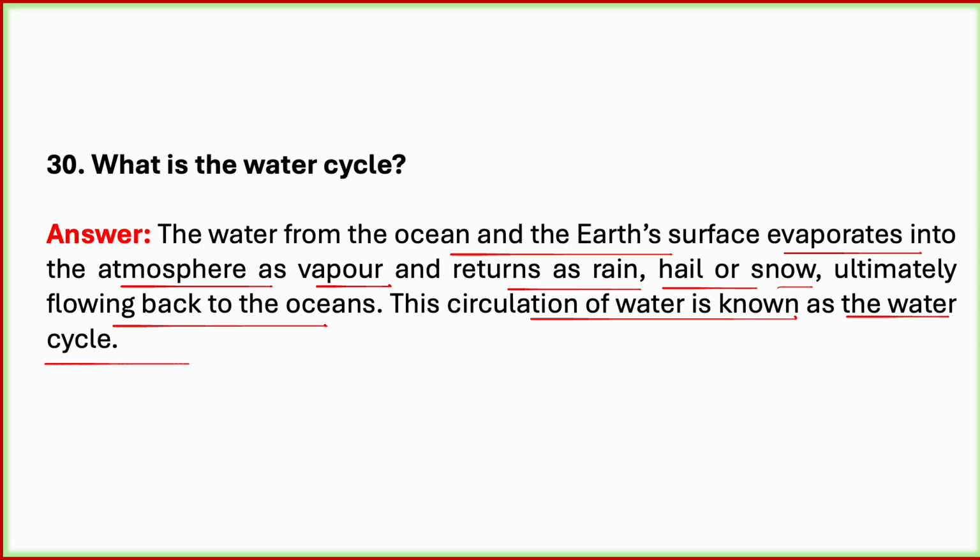So, water from the ocean and the earth's surface evaporates into the atmosphere as vapor. This vapor rises and cools, that is condensation, and forms clouds. Clouds become heavy and they fall as rain, hail, or snow. And the water flows back to rivers and oceans. So this cycle happens again and again. We call it the water cycle.